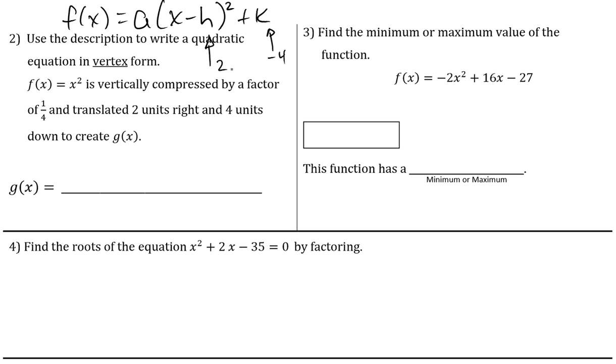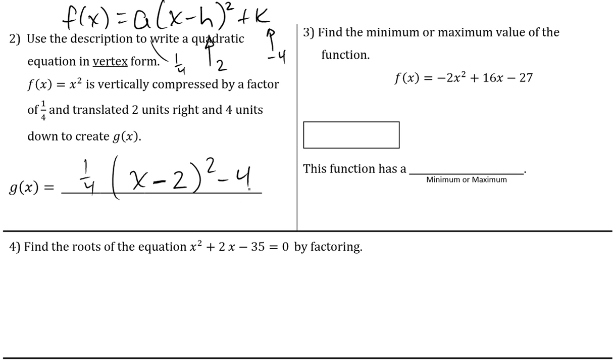And then, of course, this right here is going to be 1/4. So I can write it down as just 1/4 times x minus a +2 quantity squared, and then, oops, not +4 because we're moving 4 units down, minus 4 units down.